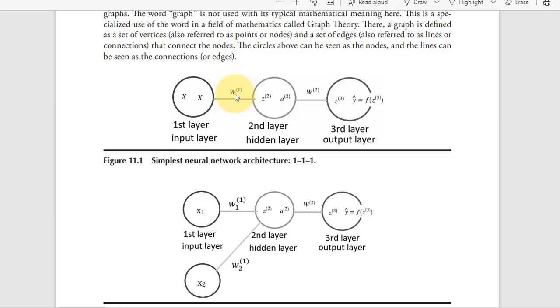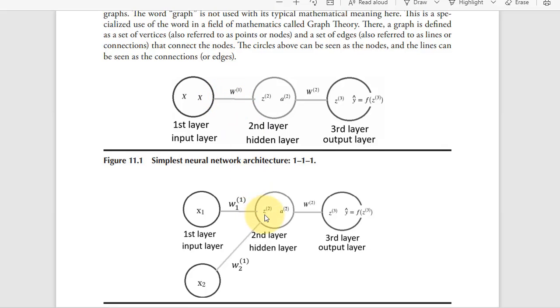Okay, now what do we do? We take this w. This w is going to be a number. And we're going to multiply this x times this w, and that is going to give us this value here. So z is the value that comes in to this node from here. That means we're taking this times this to get z. And this 2 means that this z is in the second layer. So to get this z2, all we do is take this x, which is a number, times this w, which is also a number.